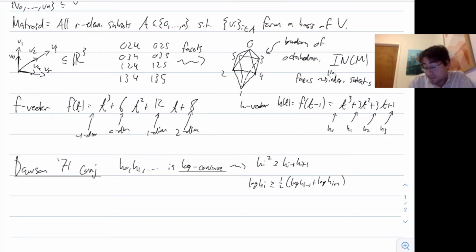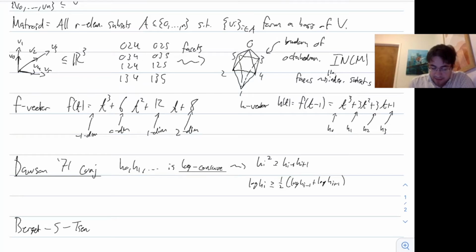And we can see it's true in this example, like 3 squared is at least 3 times 1. And he did it for like 100 other matroids and it was true, so maybe it's always true. And only recently do we have the technology to actually solve these types of problems. And so I guess I should say what the theorem statement is.